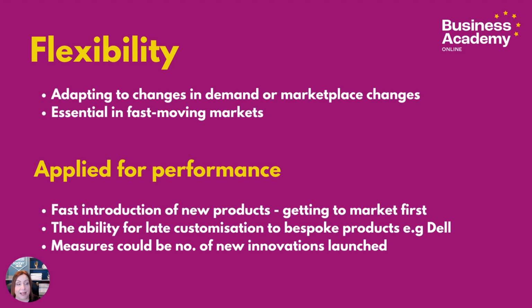Next, we have flexibility. Flexibility is all about adapting to changes in demand or marketplace changes. In a fast-moving market, you've got to be flexible, you've got to be agile, or else you're going to get left behind. And in terms of applying this for performance, well, measuring things like flexibility of suppliers will allow us to introduce new products, getting to market first. I think one of my favorite quotes from Emmett is make it faster, move it faster, get paid faster. And especially if these are new innovations, that can make a huge difference.